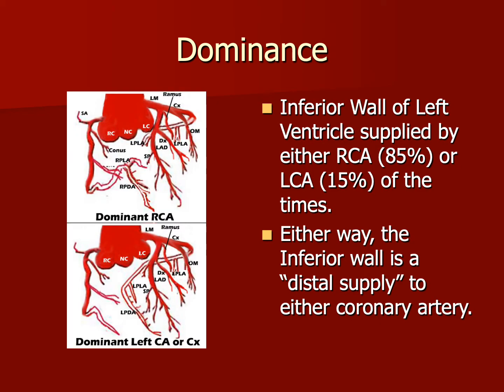Here's the take-home regarding dominance. The inferior wall of the left ventricle is supplied by either the RCA in 85% of the population or the LCA in 15% of the population. Either way, the inferior wall is a distal supply to either coronary artery.